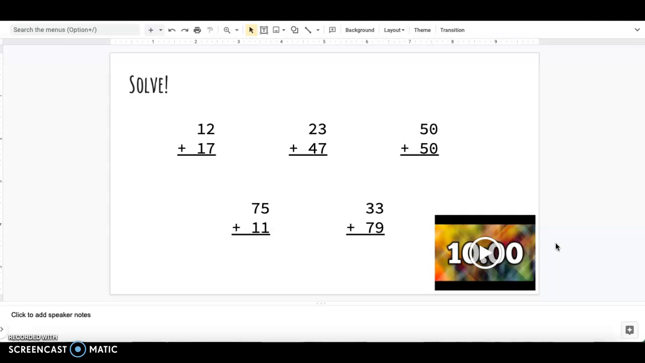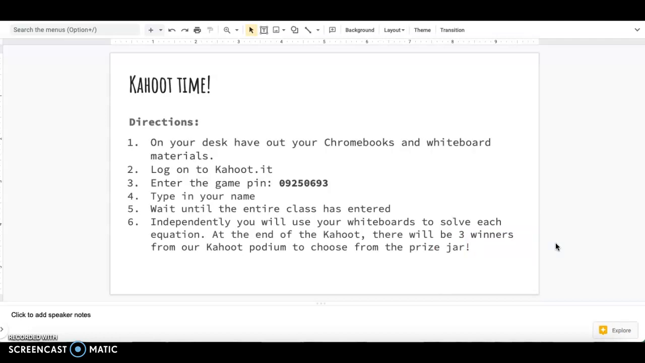Now, once the timer is up, I will call on partner pairs to come up and use the smartboard pens, which they're very fluent in using, as we use them a lot. And they'll come up and not only solve an equation, but explain to the class their thinking, just like they're a teacher. Okay, and once that is all complete, it is Kahoot time.